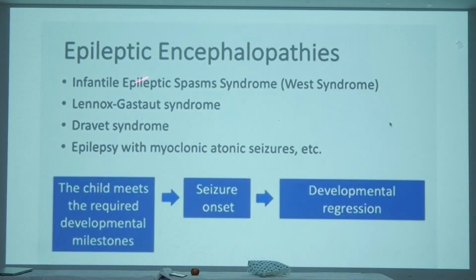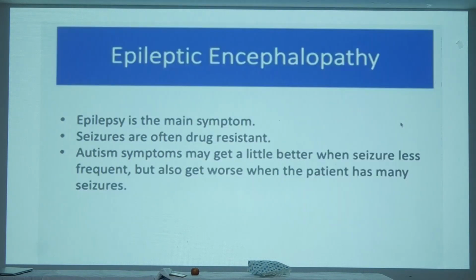So what is the natural history of epileptic encephalopathy? The child meets the required criteria for the developmental milestones. Everything was okay till then. Seizures started. Seizure onset is there, and after that, because of the frequent epileptic discharges, there is a developmental regression. So this is the natural history of epileptic encephalopathy.